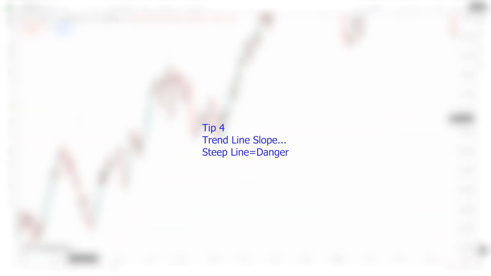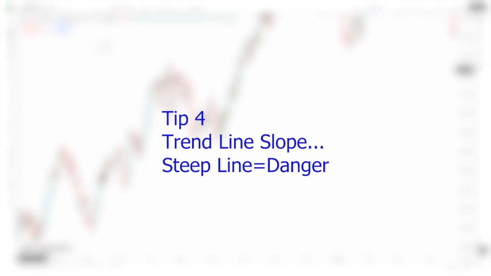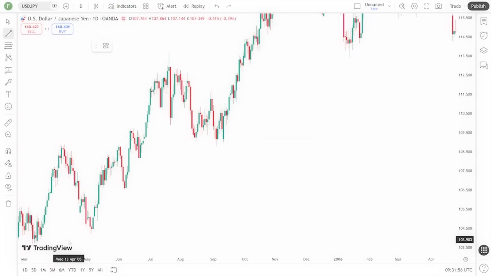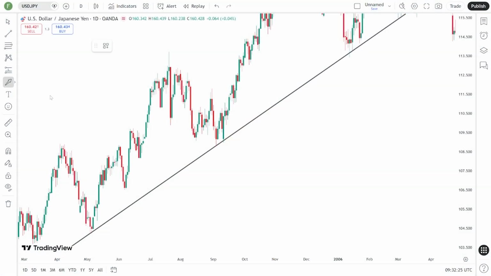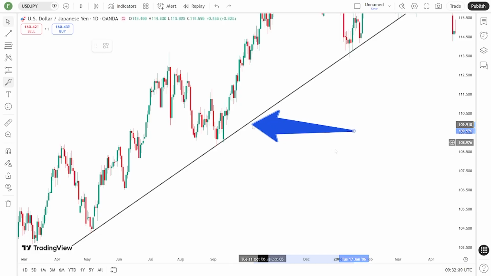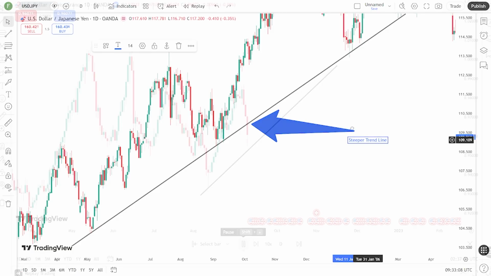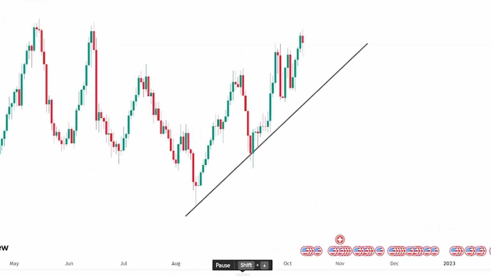Tip 4. Trend line slope. Steep lines? Danger. Ever see a trend line shooting straight up like a rocket? The steepest ones? Most dangerous. Why? They're unstable. A steep slope equals market moving on hype, not balance. And any hype move ends eventually.